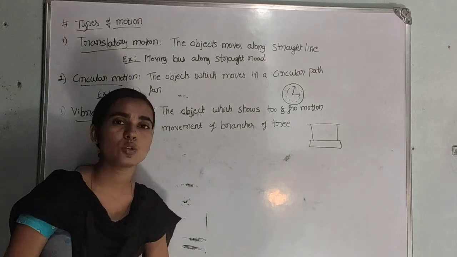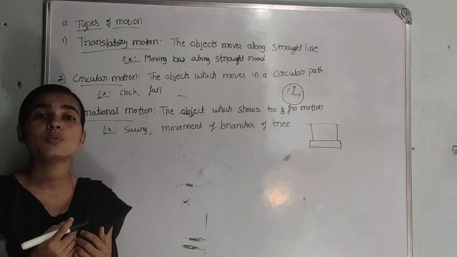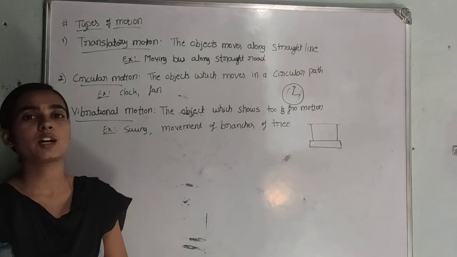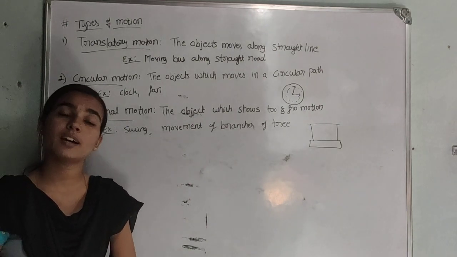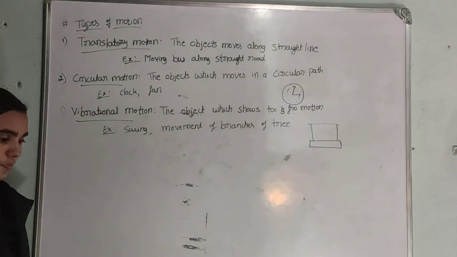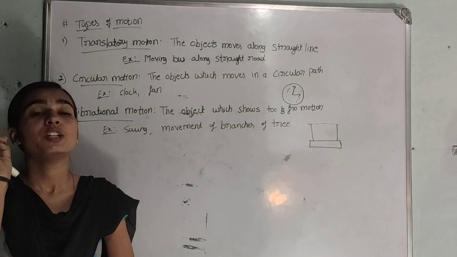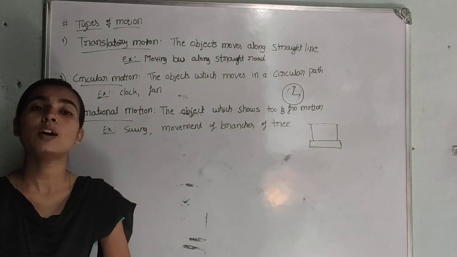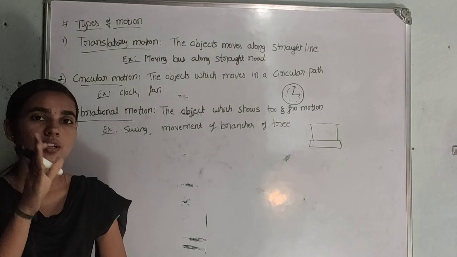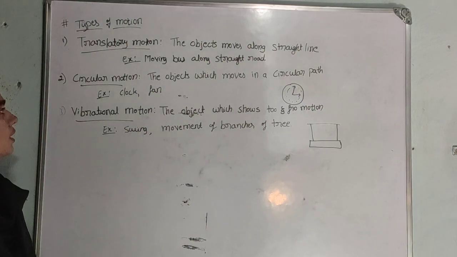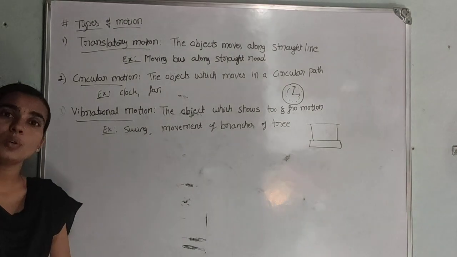And the movement of the branches of a tree. When the wind blows, you can observe the branches of the trees showing a to and fro, or backward and forward, movement. And a pendulum is also an example of vibrational motion. Vibrational motion is also called oscillatory motion; both are the same. These are the three main types of motion which we commonly observe.